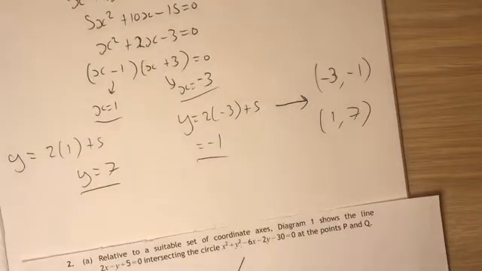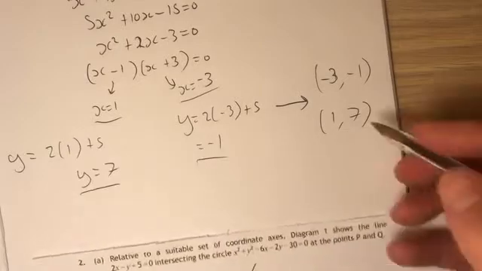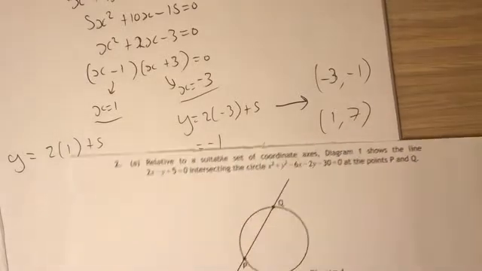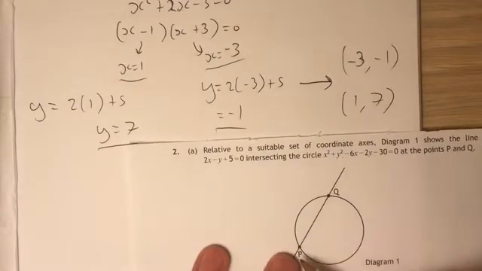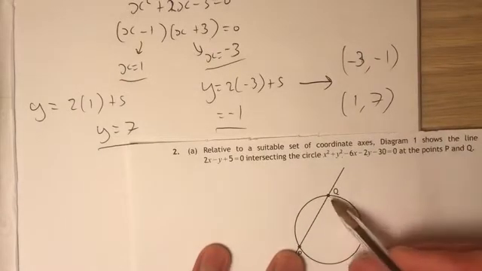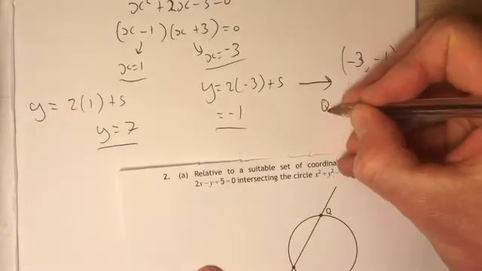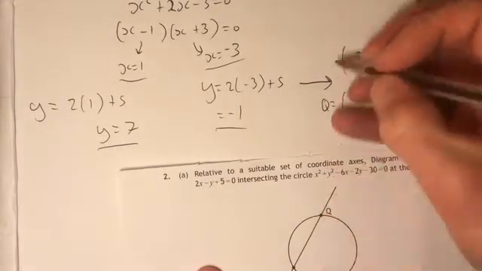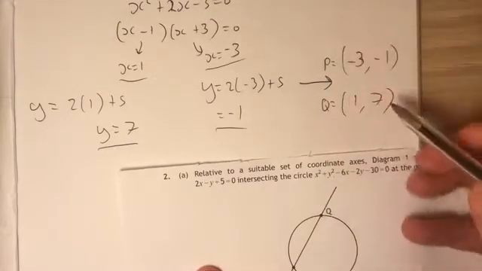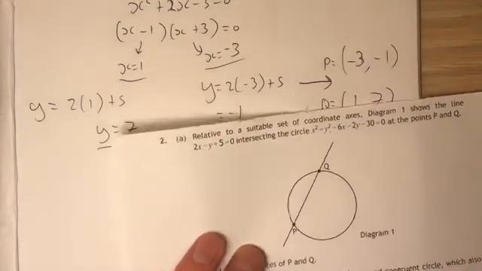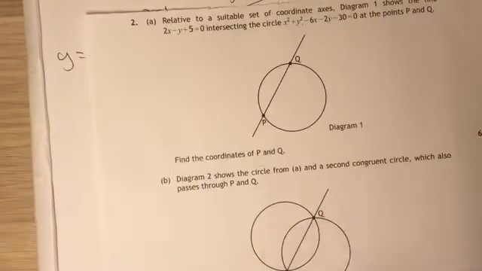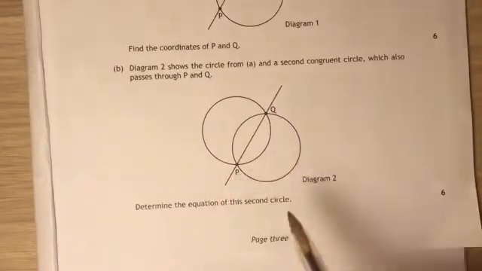So, there we go. I've found the coordinates of P and Q. I guess I could work out which one's which, right? Let's have a little quick look. So x is negative 3 or x is positive 1. So I'm guessing this is going to be Q, because that's a bigger x number, that's a smaller x number. Also, that's a big y number, and that's a small y number. So, good.